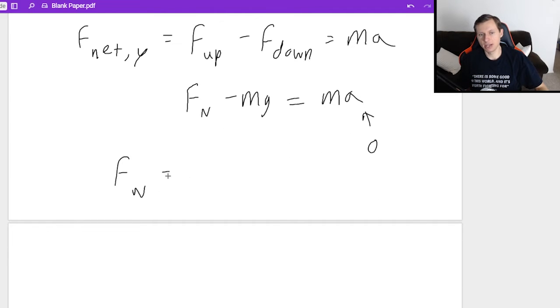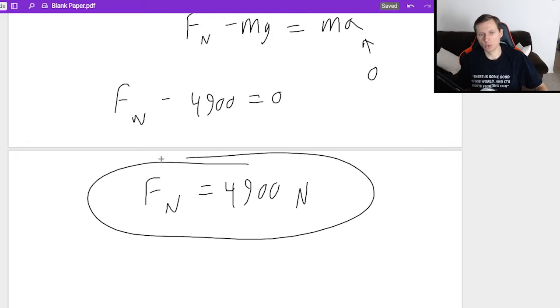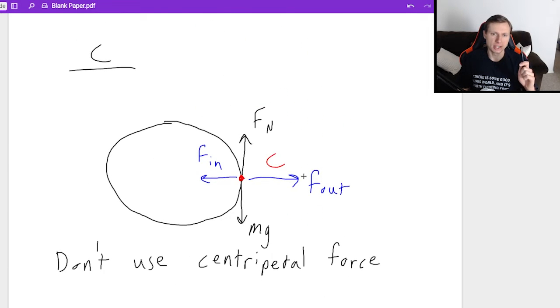That means Fn minus 4,900 just equals 0. It looks like the normal force equals 4,900 newtons. In other words, when you're at point C, you feel the exact amount of weight that you normally feel, which is 4,900 newtons, mg. Now, I'm not done with this problem yet because there's still one question to be asked.